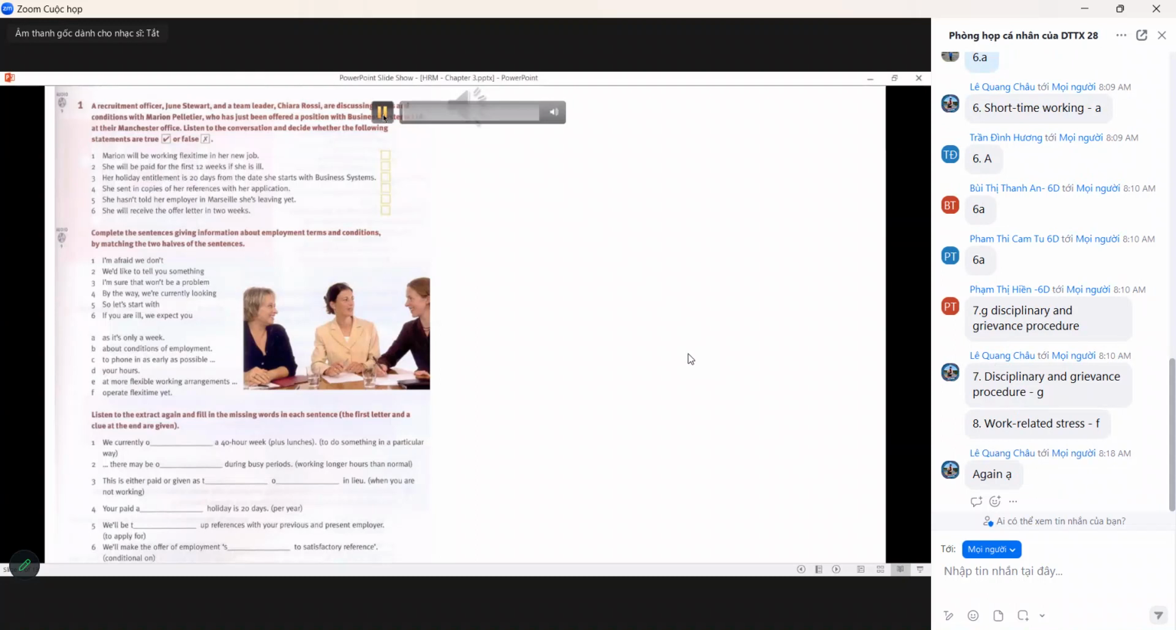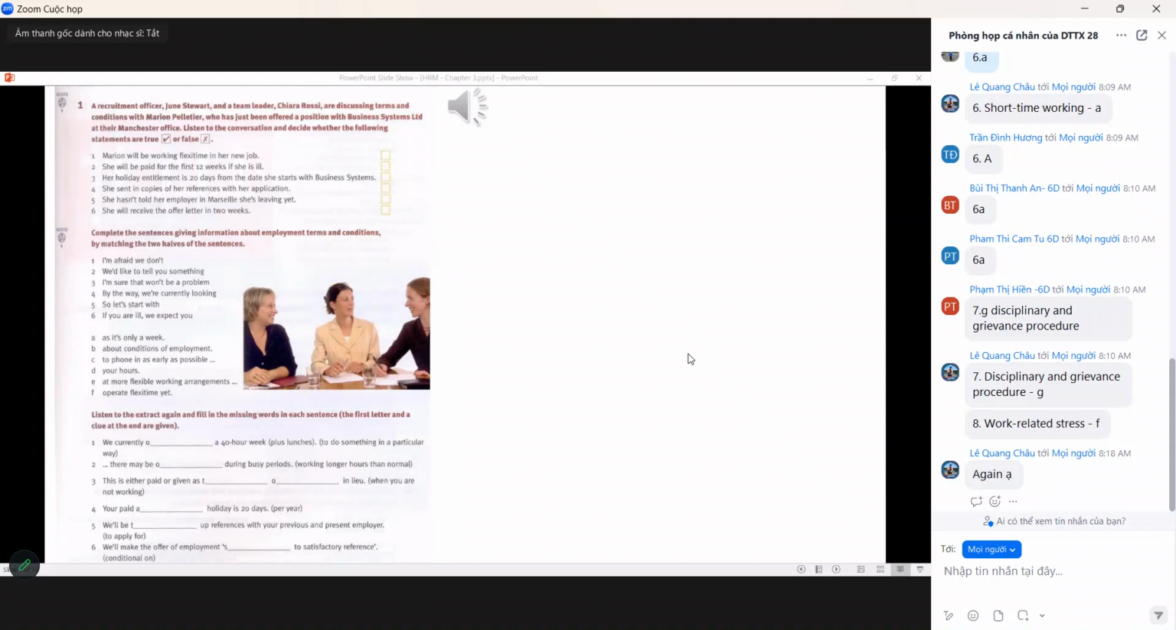Unit 3, Exercise 1. We'd like to tell you something about conditions of employment. Of course, they'll also be described in the contract of employment and the company handbook, as well as in the offer letter. Some employment procedures are different from those in France, Marion, but there is generally more flexibility here, I think. Please ask about anything you are not sure of. So, let's start with your hours. Normal working hours are 9 to 6 Monday to Friday, with an hour for lunch. We currently operate a 40-hour week plus lunches. I'm afraid we don't operate flexi-time yet, and there may be overtime during busy periods. This is either paid or given as time off in lieu. I see. By the way, we are currently looking at more flexible working arrangements for our employees, but that's still in the future.